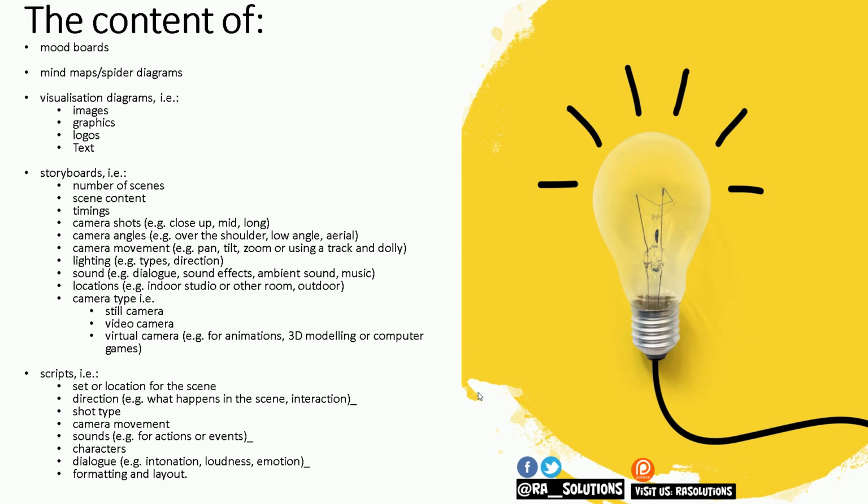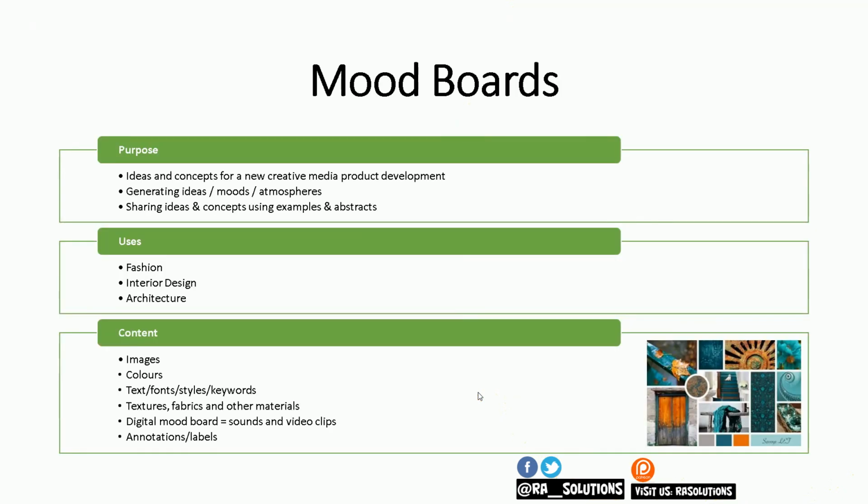So what I want to do now is focus on each pre-production document and go through in detail about each one. First and foremost, mood boards. Again, the learner needs to know what the purpose is, what the uses are, what the content is, what a mood board includes. In terms of purpose, the purpose of a mood board is to help generate ideas for a new creative media production development. It helps you understand or share moods, atmospheres, and the main thing about a mood board is sharing the ideas and concepts using examples and abstracts.